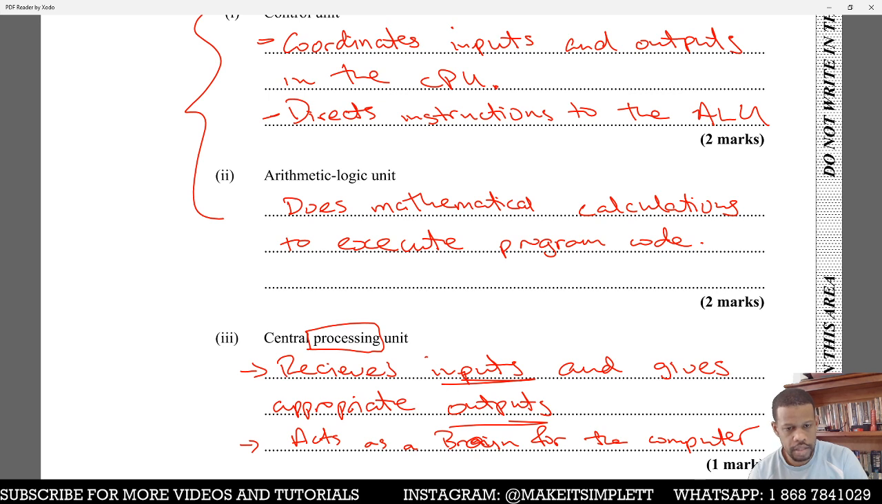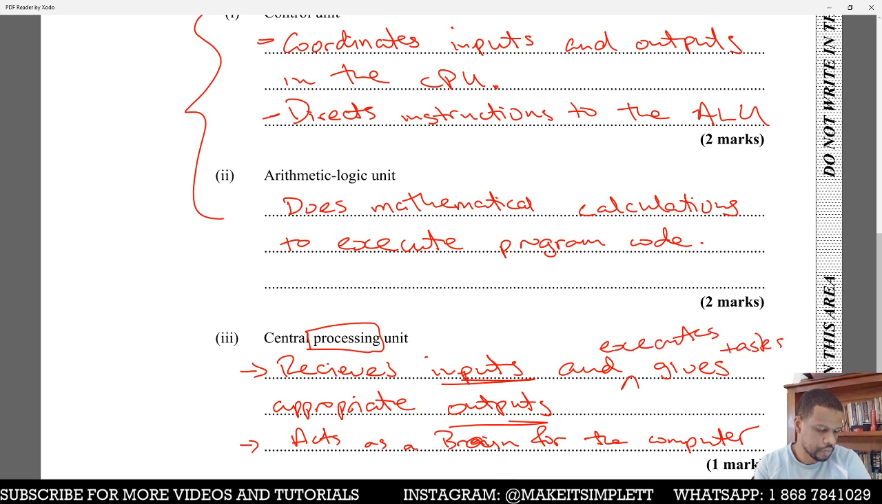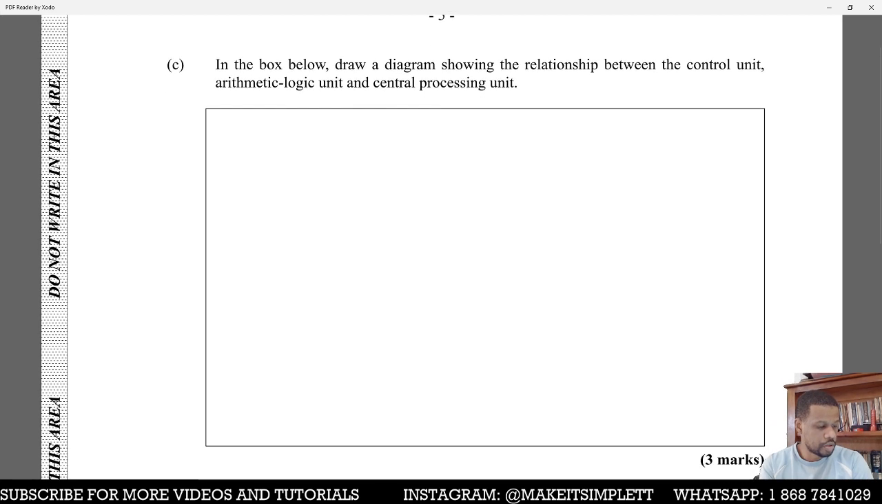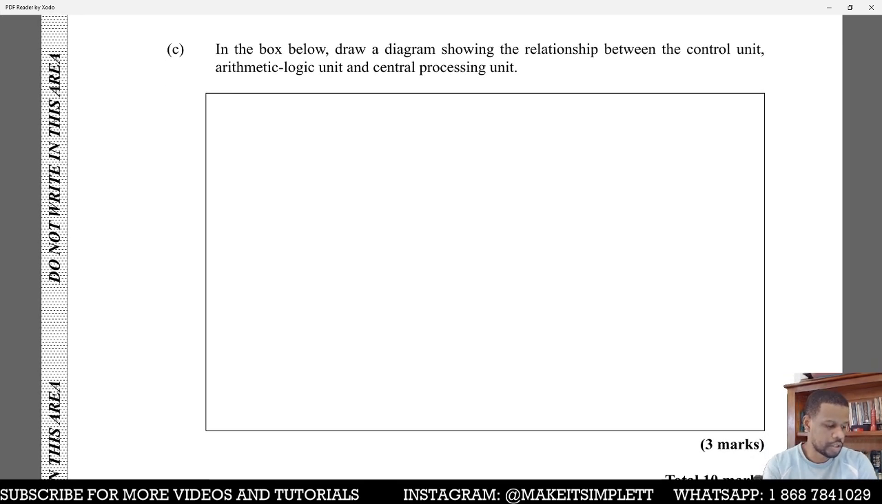Andrew says it consists of the CU and ALU, and together they execute tasks. Yeah, you could say execute tasks. Receives inputs, executes tasks, and gives appropriate outputs. Yeah, we could live with that. That sounded more polished. Yeah, thanks. Well done. All right, in the box below, draw a diagram showing the relationship with the control unit.